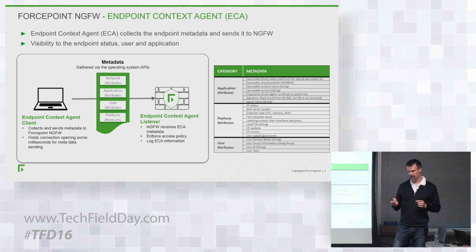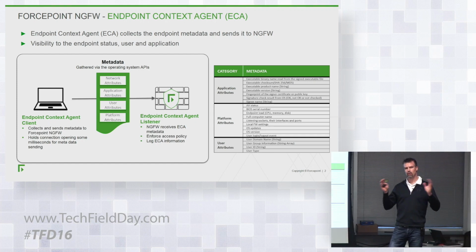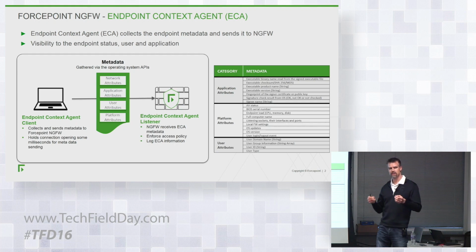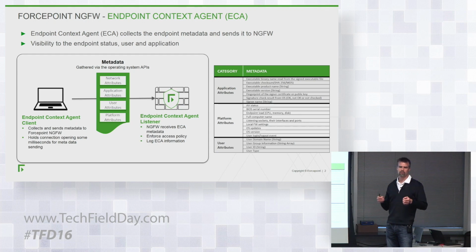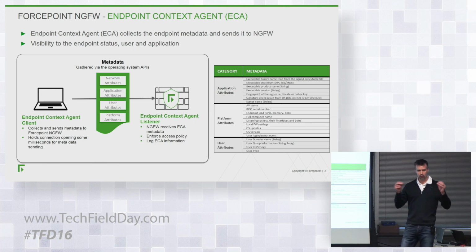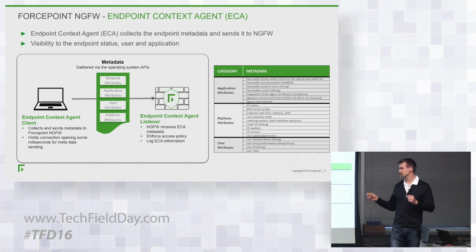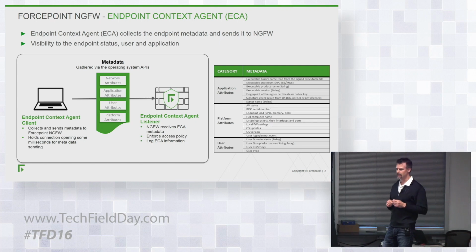Richard mentioned in the beginning that security is not a binary decision anymore. We need contextual information so that we can make better decisions about whether we should allow something, deny something, or start tracking something more. In order to make that intelligent, we have to collect more contextual information. And one answer for that is the Endpoint Context Agent, which we introduced lately.